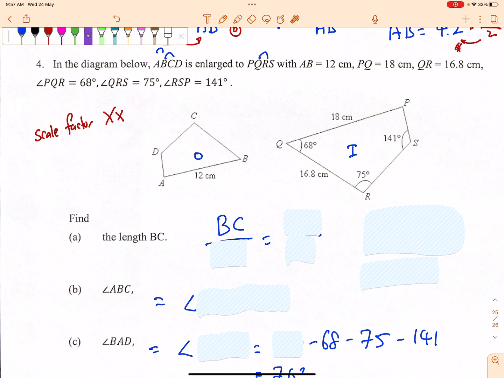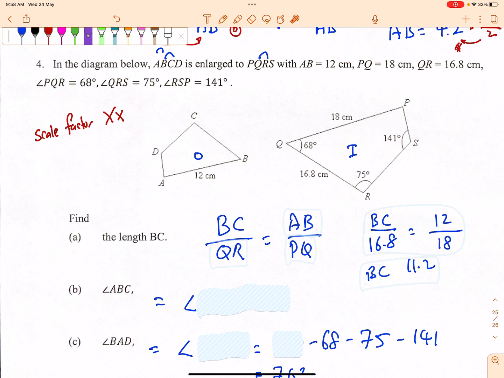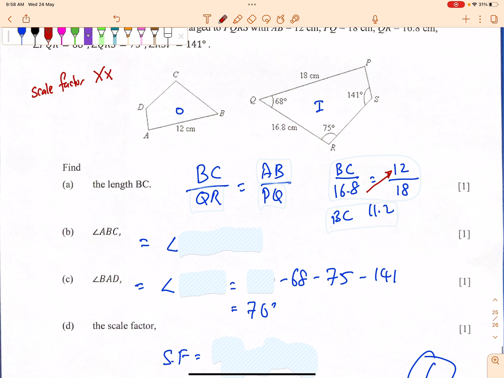So if I want BC, BC is my first figure. So BC is 2 and 3. So BC will be over QR. And I want to look for the other pair which is the same length. So the other pair will be 12, AB and PQ, right? PQ. So AB and 18. So put in the lengths and then I cross multiply. I will multiply this upwards and then I will get BC is 11.2, right?